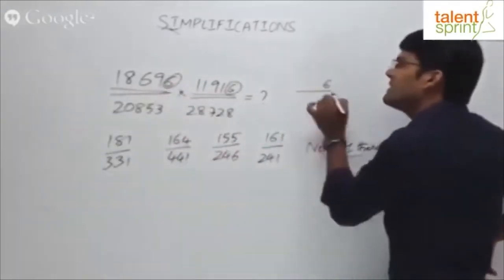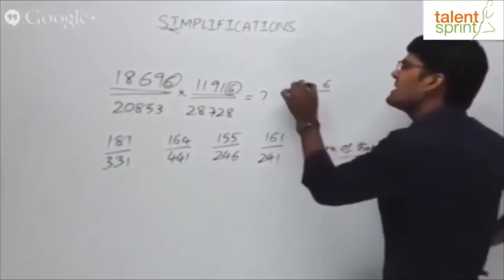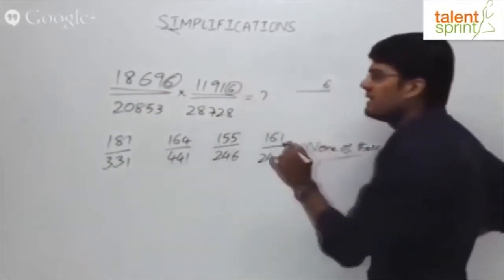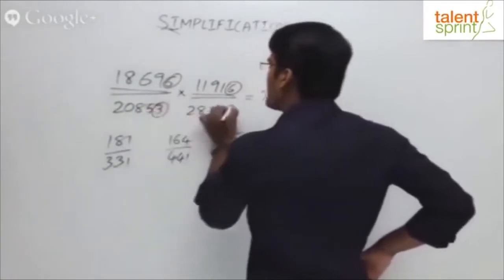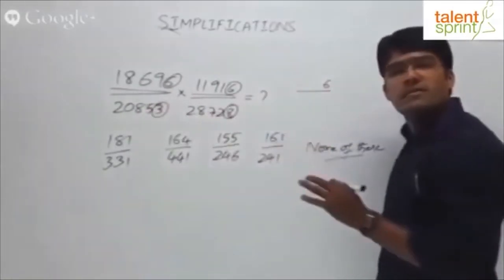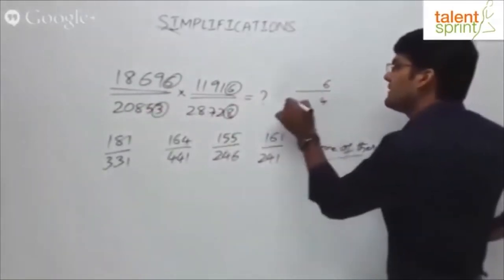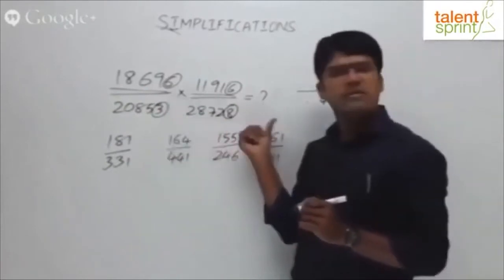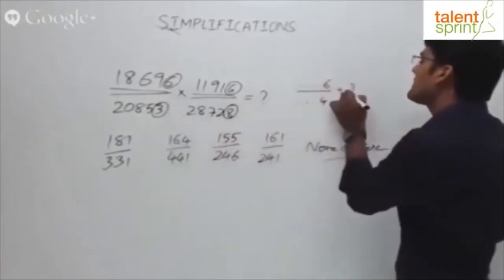Their product will end with 6. Yes or no? So we'll get some 8-digit, 9-digit number ending in 6. Look at the denominators. One number ends in 3, the other number ends in 8. When you multiply, their product will end with 4. Yes. So this will end with 4, right? 3 into 8, 24, ends with 4. Equals to what? 6 by 4.